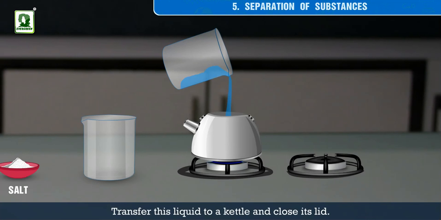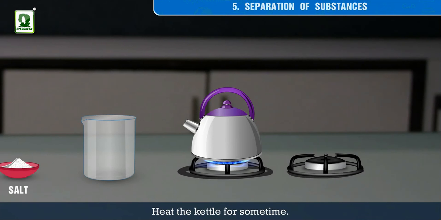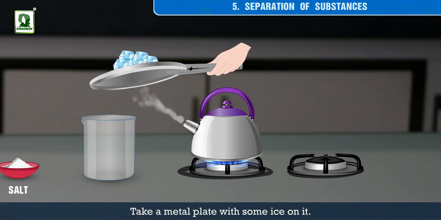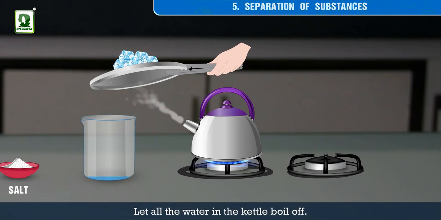Transfer this liquid to a kettle and close its lid. Heat the kettle for some time. Do you notice steam coming out from the spout of the kettle? Take a metal plate with some ice on it. Hold the plate above the spout of the kettle. What do you observe? Let all the water in the kettle boil off.